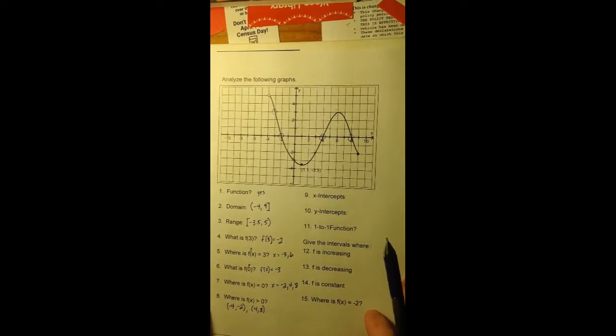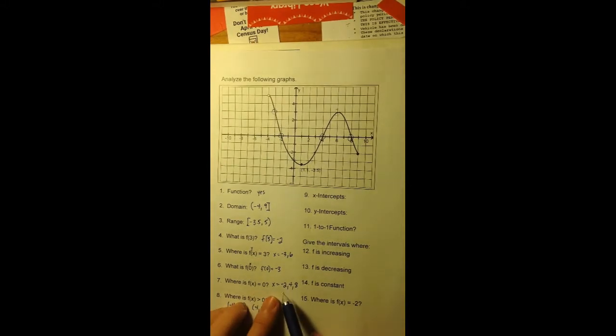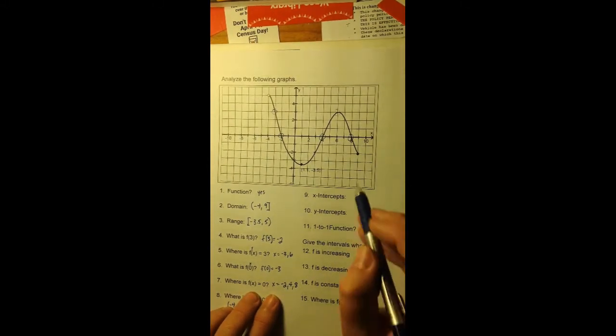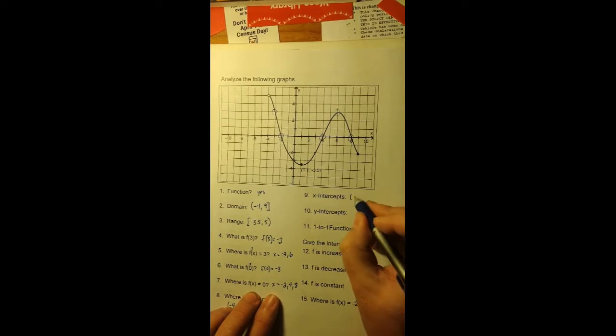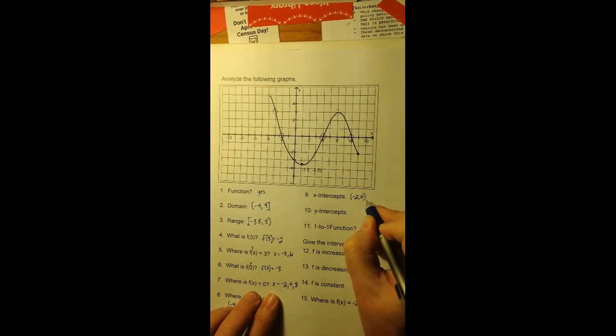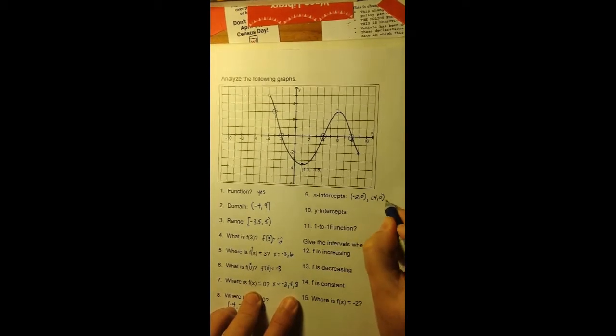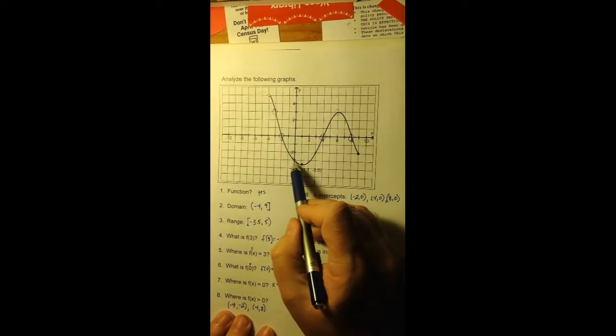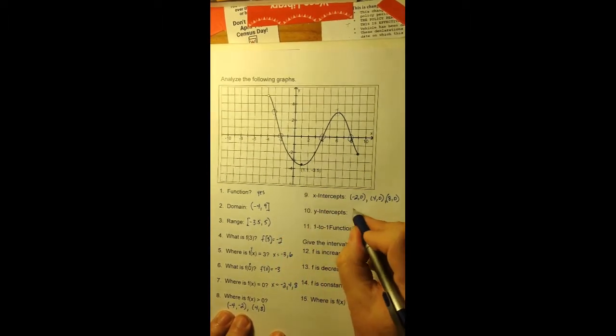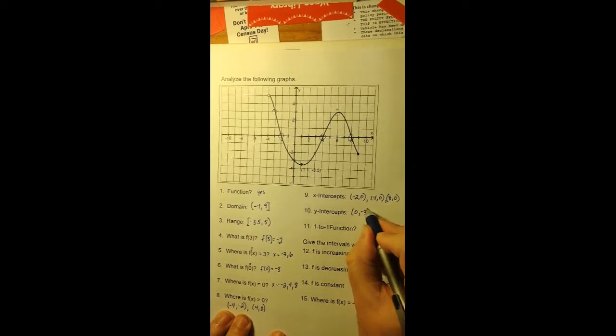X-intercepts, number 9. We already talked about that. They're at -2, 4, and 8, but when we're talking about x-intercepts, let's write those as ordered pairs. So now these are ordered pairs, not intervals. (-2, 0), (4, 0), (8, 0). I've got 3 x-intercepts. I've got 1 y-intercept, and that would be at (0, -3).